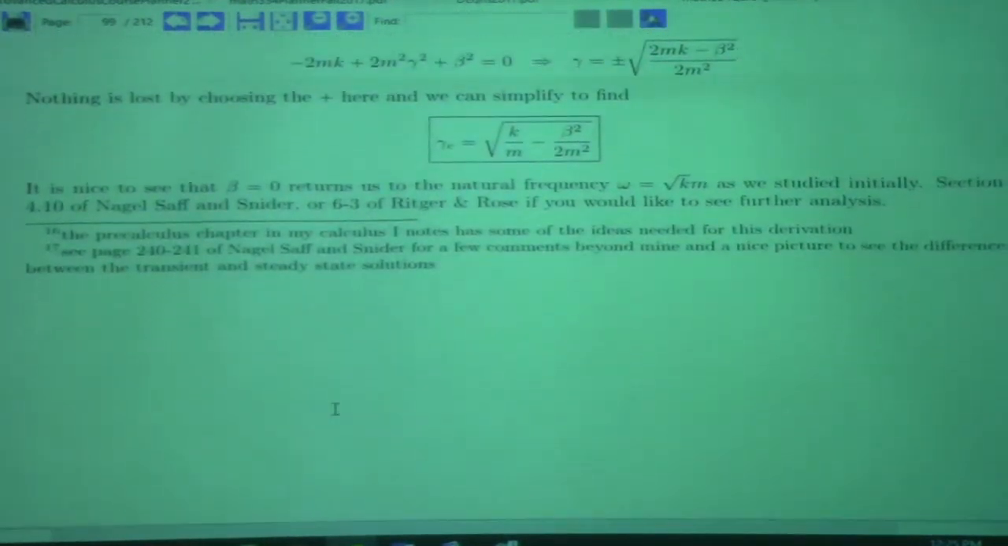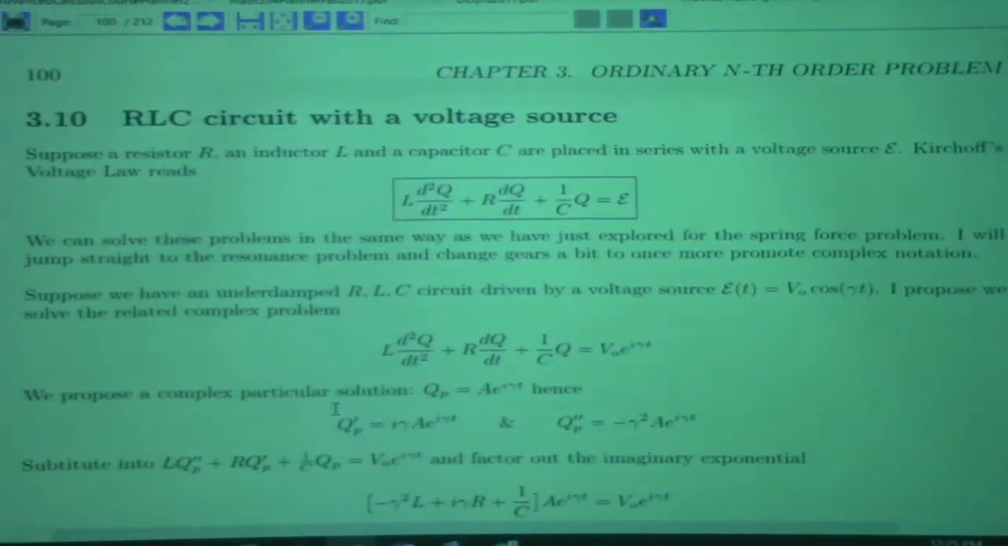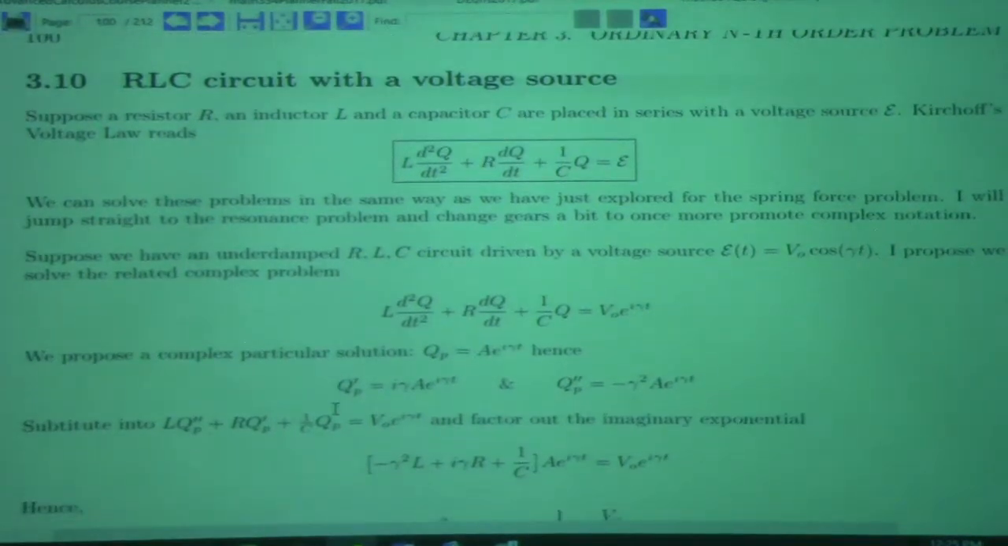Now here, I derive the same thing for an RLC circuit, all right? But I do it a rather different way.